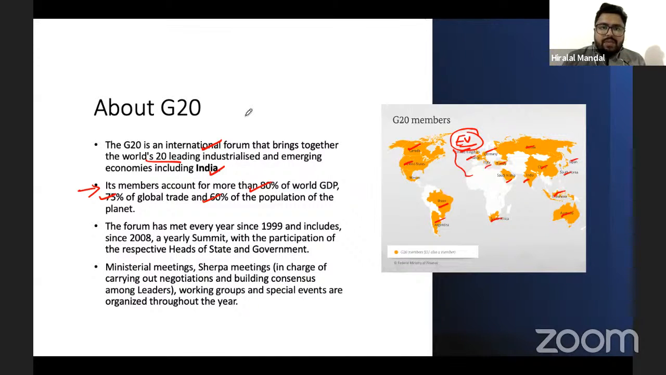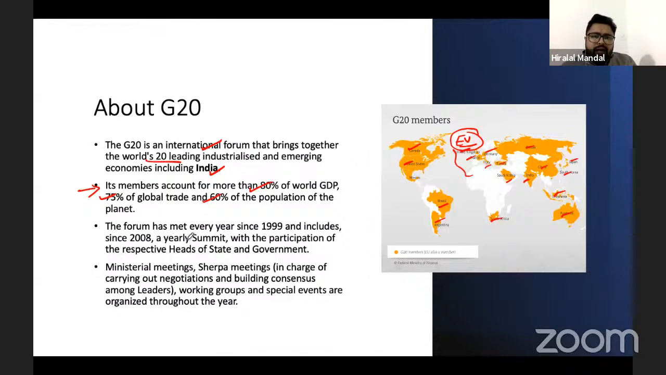Keep track of the members of the G20. Sometimes a question can be asked from that part also. Now, these are the permanent members. There is no permanent or semi-permanent kind of difference created. As of now, these are the permanent members of the G20. Others can also be invited, but these are the 20 permanent members.